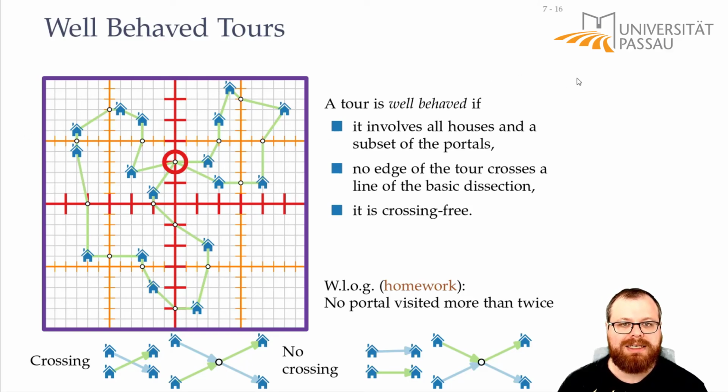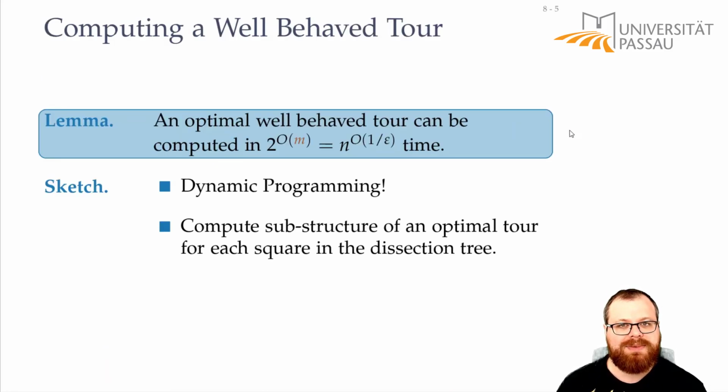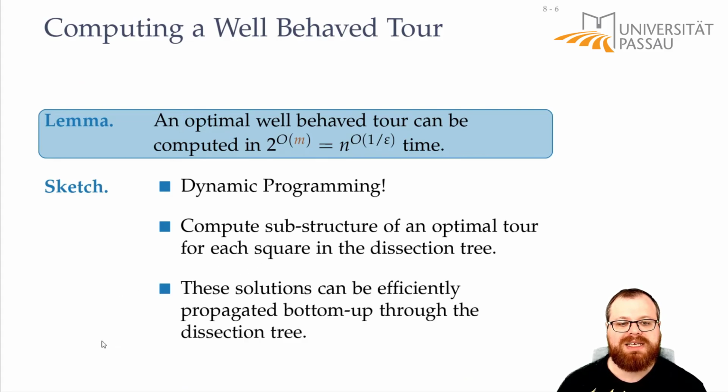That's the basic idea. It's of course not so easy, because that sounds like a lot and we have to give a bound on that we do in the next part. But that's the basic idea of this dynamic program. And that way we can efficiently propagate bottom up through the dissection tree these solutions to get one for the larger square. And in the next part we want to figure out how to do that.